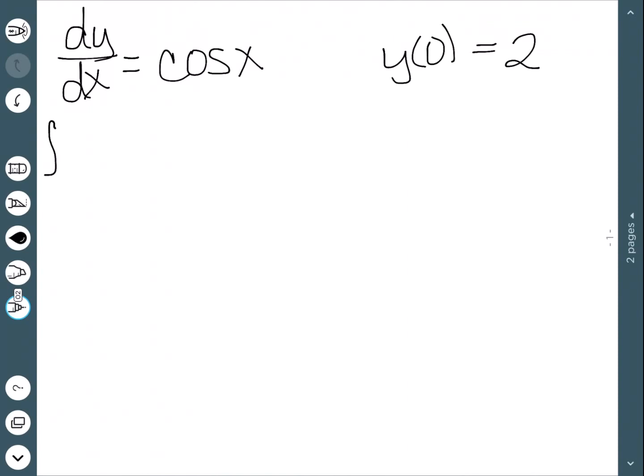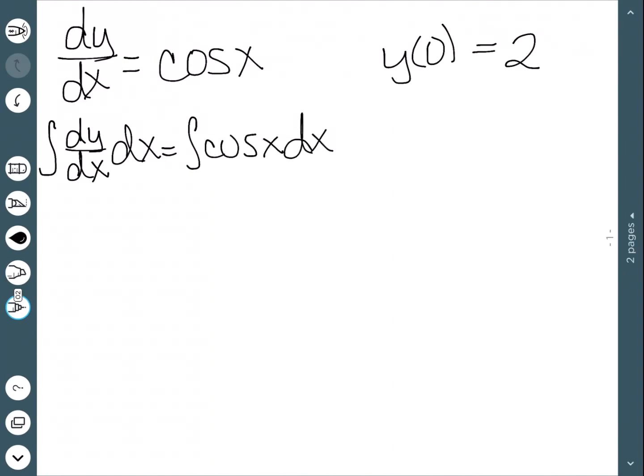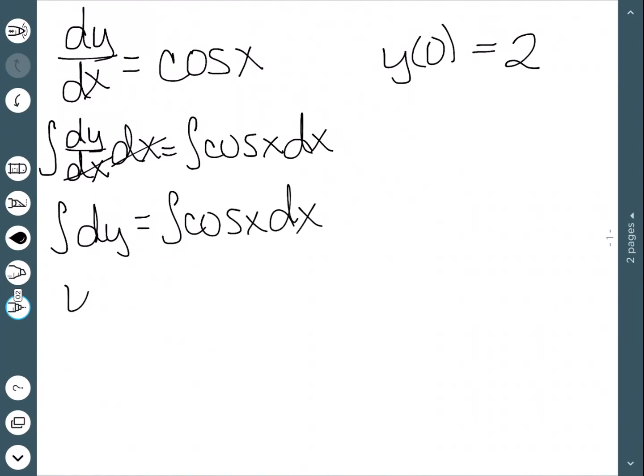Well, we've talked about in the past how we want to integrate. And when we integrate, we need to integrate both sides with respect to the same variable. In this case, x. On the left, you can see I have a dx over dx, so that's just the integral of dy. The integral of dy is going to be y, and the integral of cosine is sine, plus c.